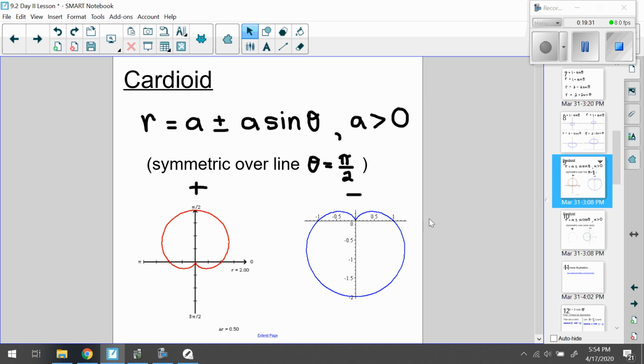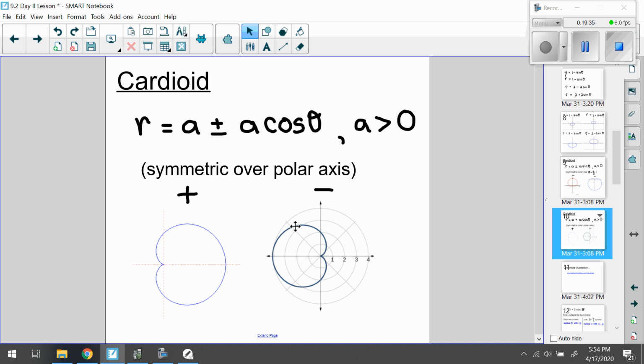And so the orientation of where that cardioid is, like when I look at this, I see this as kind of up and down, whereas here the cardioid's oriented more left and right. And if it's plus, you'll see that it's mostly to the right of the y-axis or the line pi over 2. And if it's minus, it'll be more on the left side.